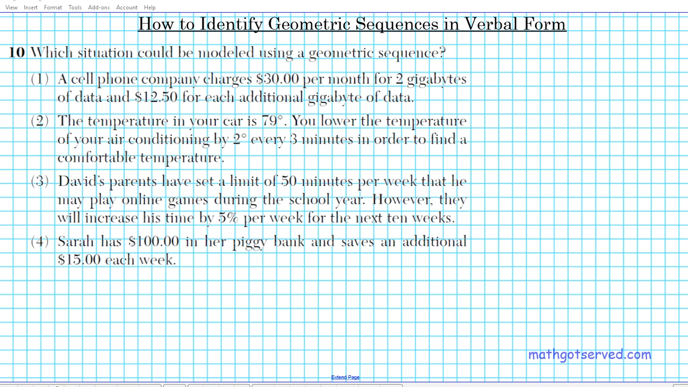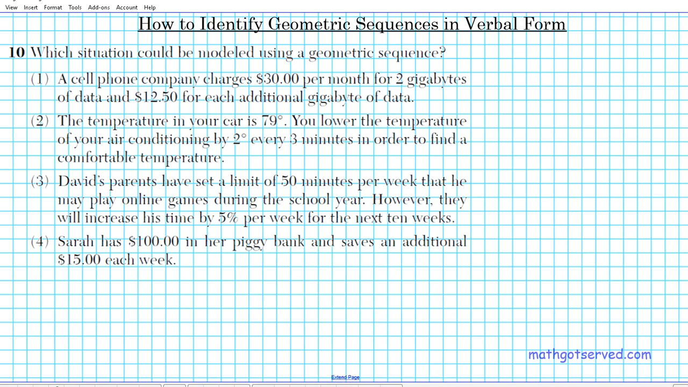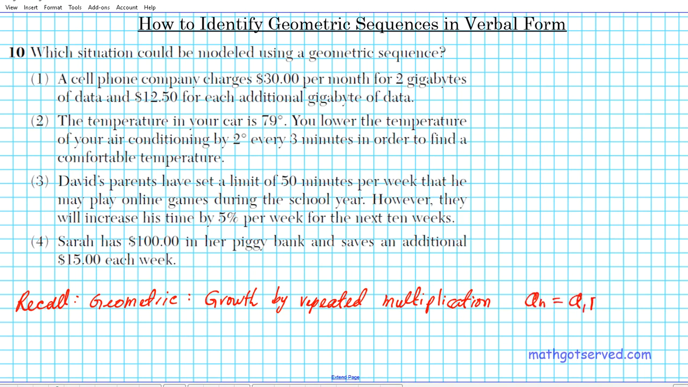Before we get started, let's refresh our memory on how we can distinguish between a geometric and an arithmetic sequence. What is a geometric sequence? A geometric sequence is one where a term differs from the previous by a common factor. What's important here is how it grows. A geometric sequence involves growth by repeated multiplication by the common ratio. The model for the nth term of a geometric sequence is a_n equals a_1 r to the n minus 1.